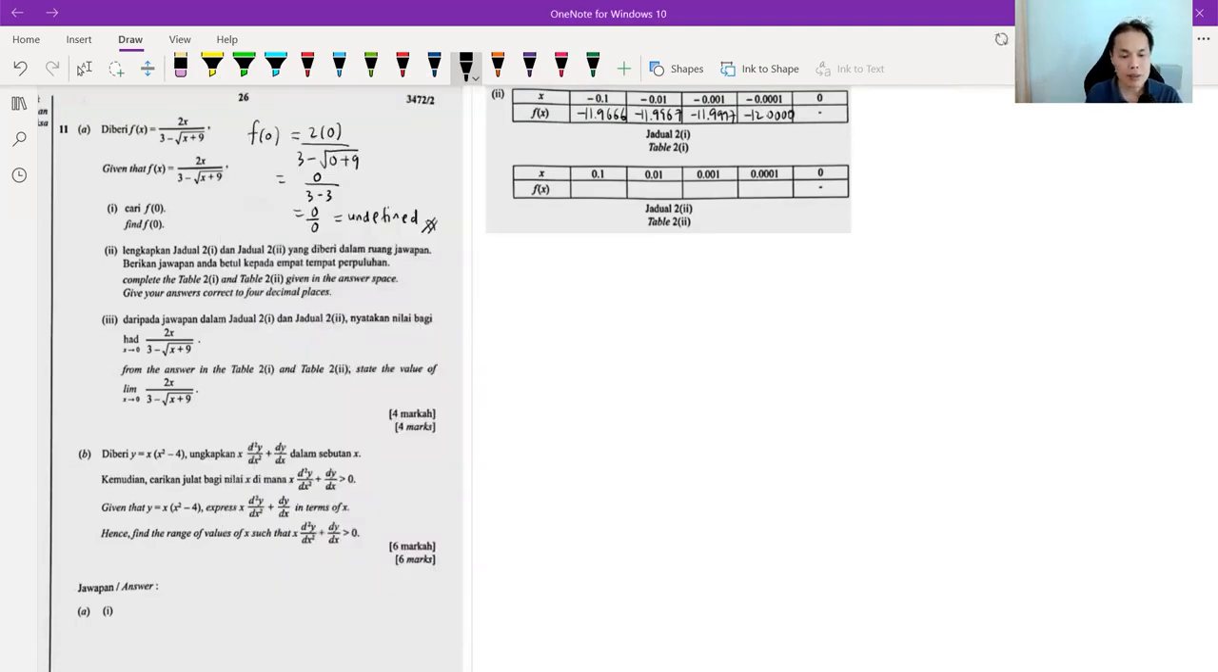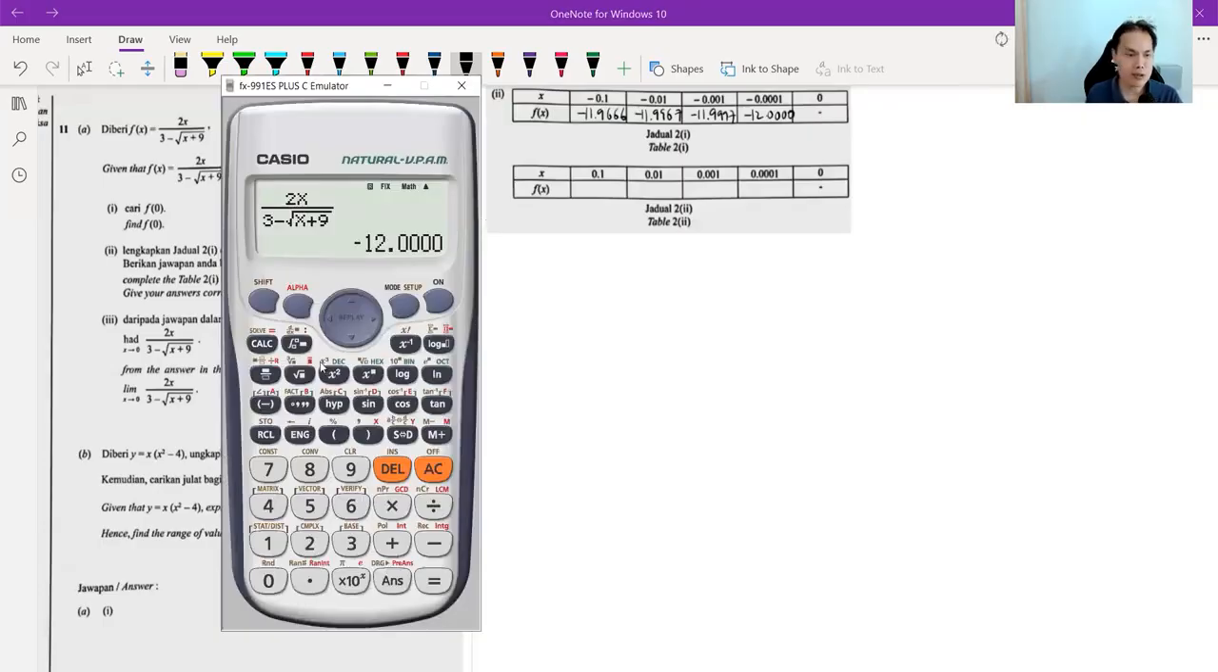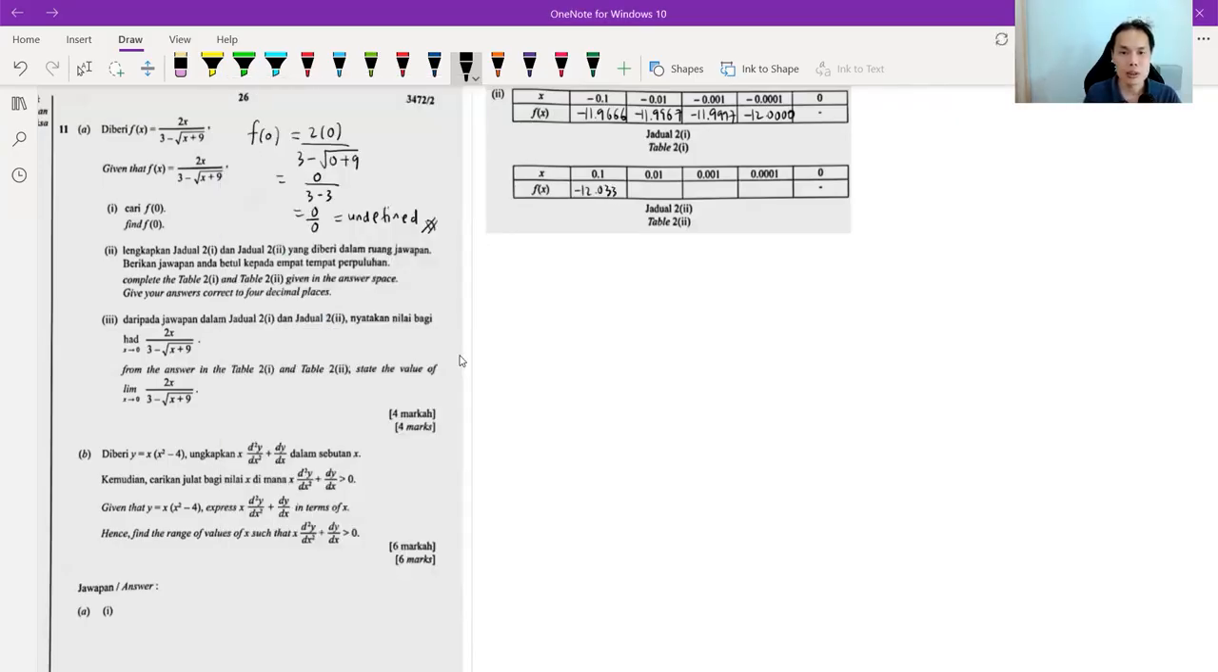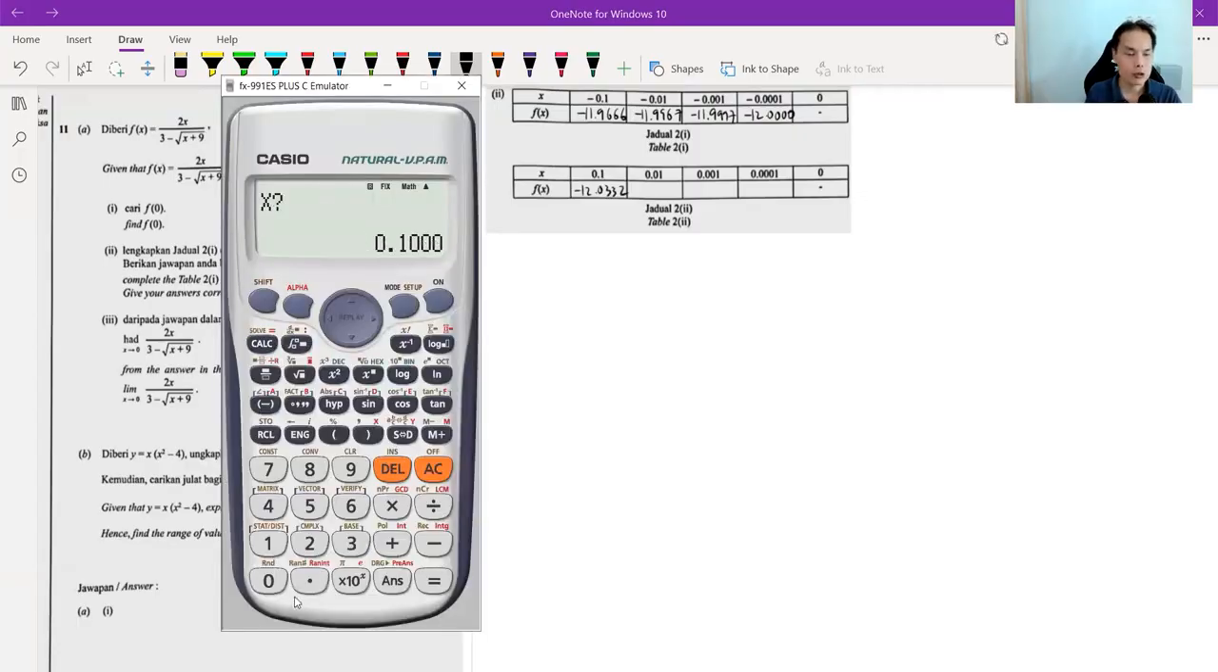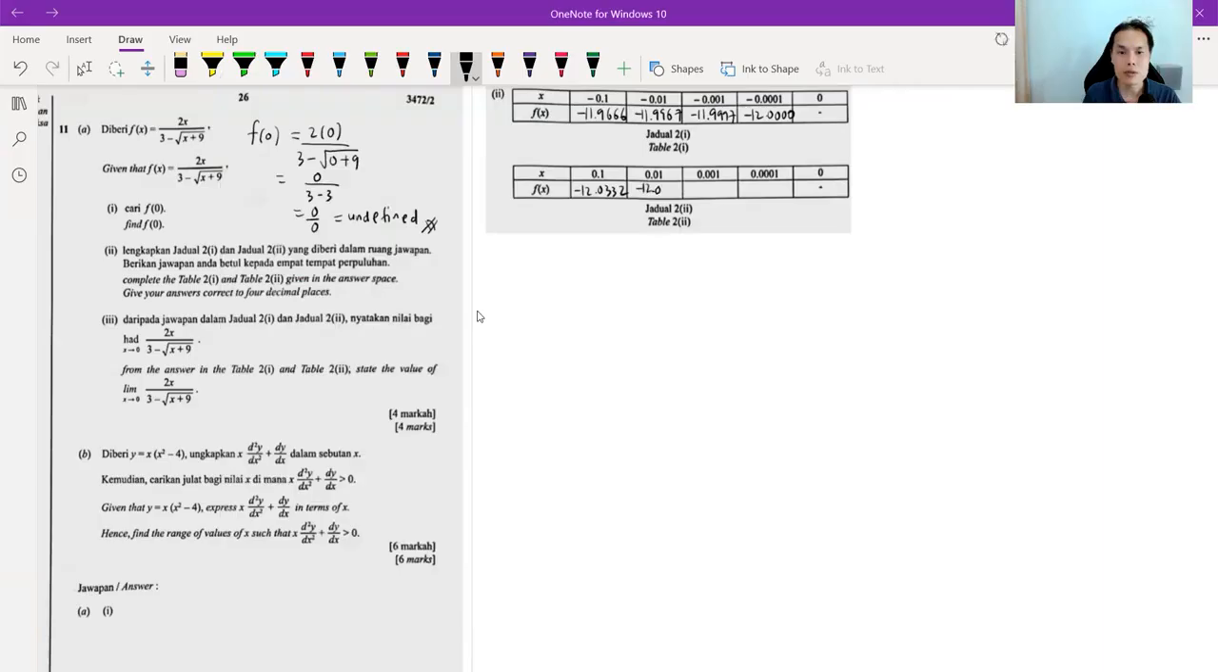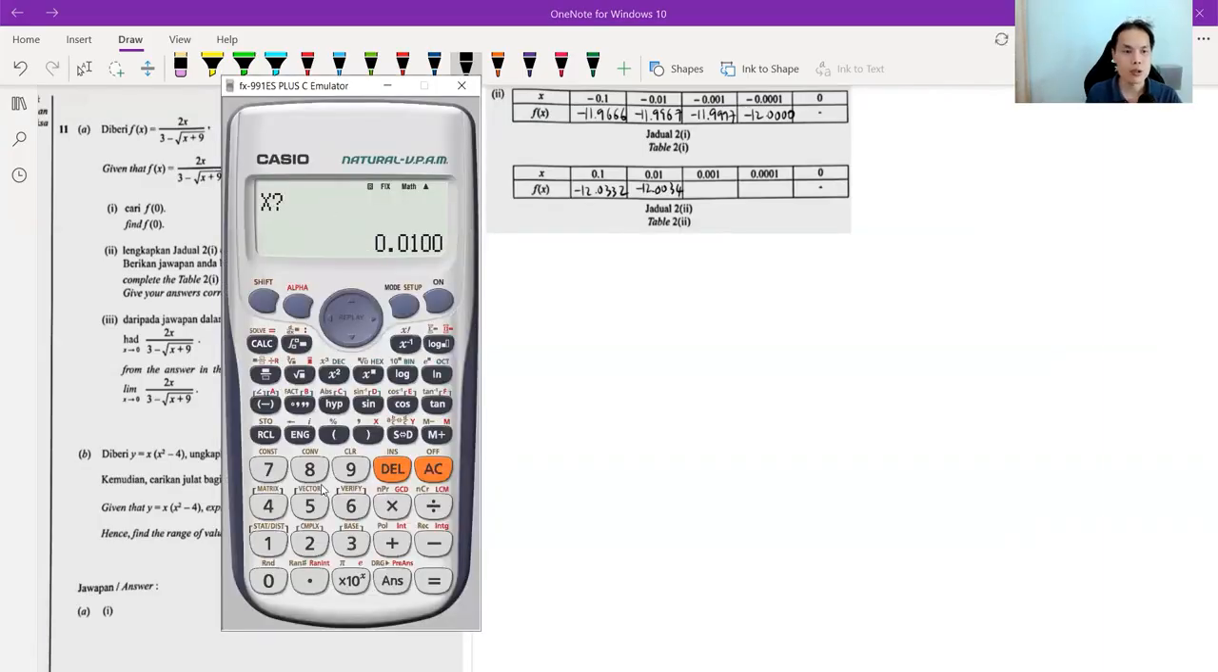All right, let me repeat with the positive value 0.1. Okay, this is going to give us negative 12.0332. Next one, I'm going to use 0.01. This is negative 12.0034. All right, next, I'm going to use more decimal point.